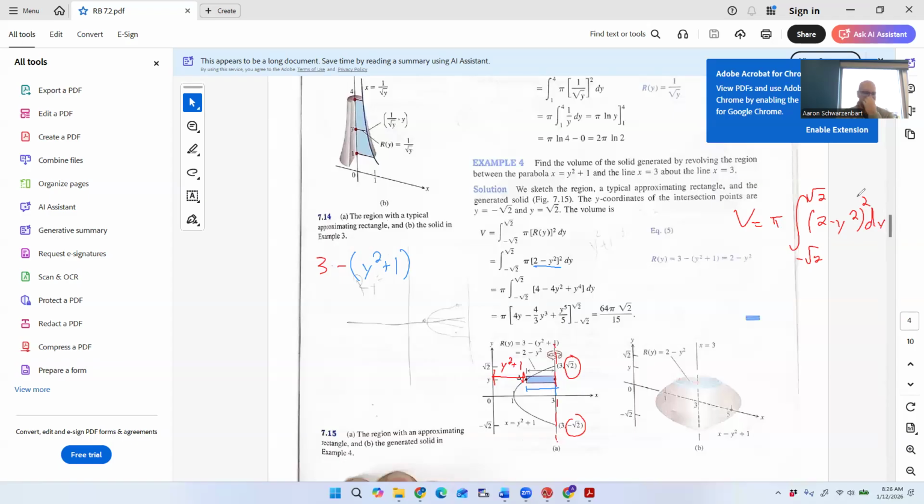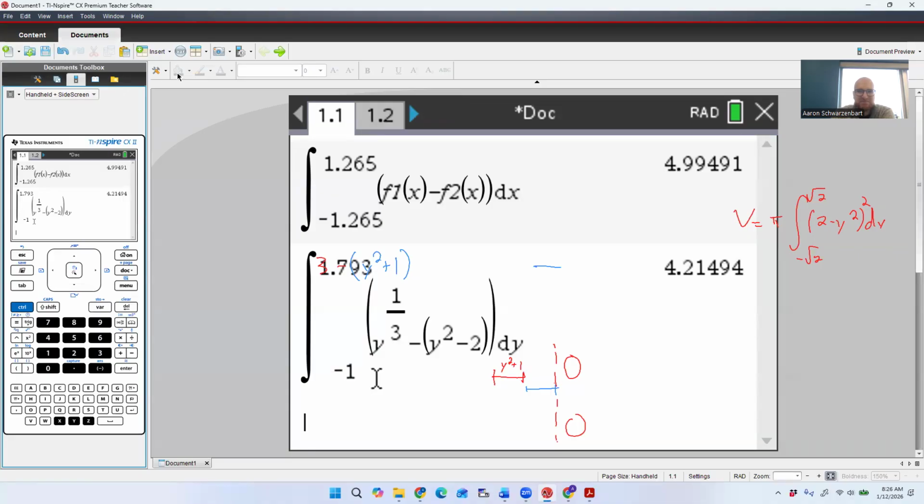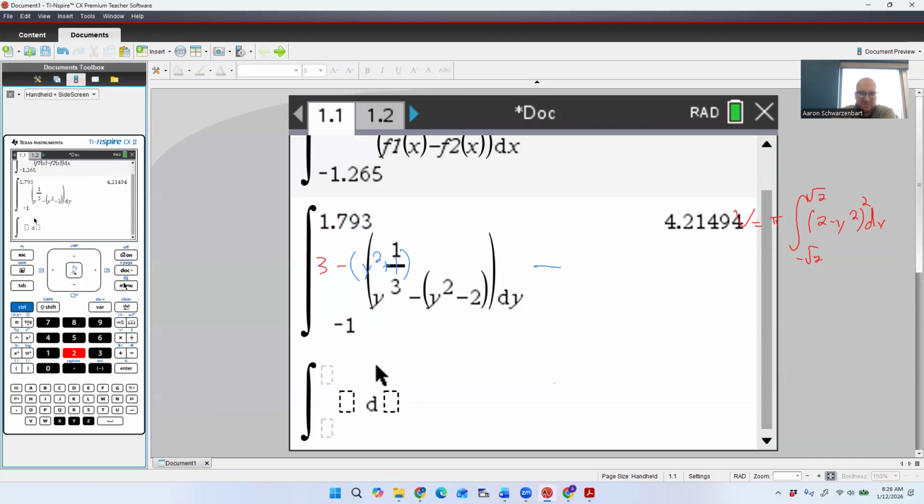Then that must be squared. I don't really feel like integrating that by hand. I will probably leave this in terms of pi. So I'm going to go to my calculator and do my integral.